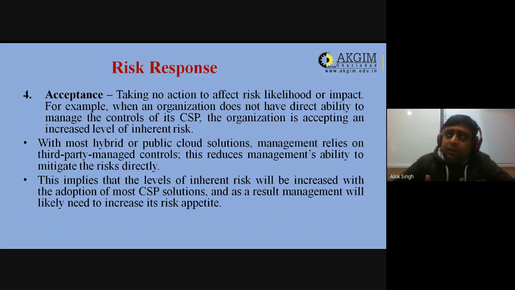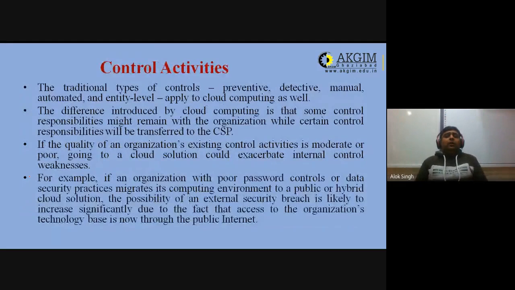It means that in the earlier phase, risk assessment, you have identified the risk profile, the impact, and the frequency of that risk, and in this step you would decide how to deal with such types of risk. Okay, now next is control activity. The traditional types of control are preventive, detective, manual, automated, and entity level. Okay, these apply to cloud computing as well.